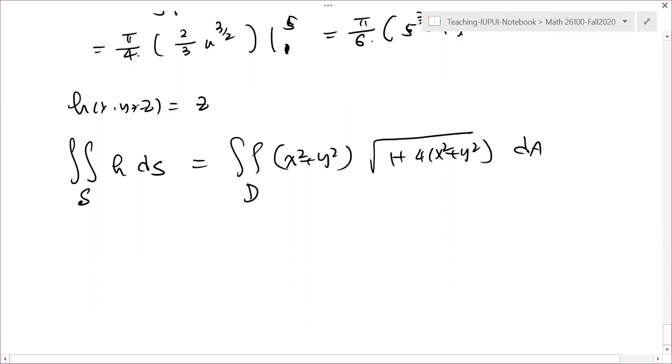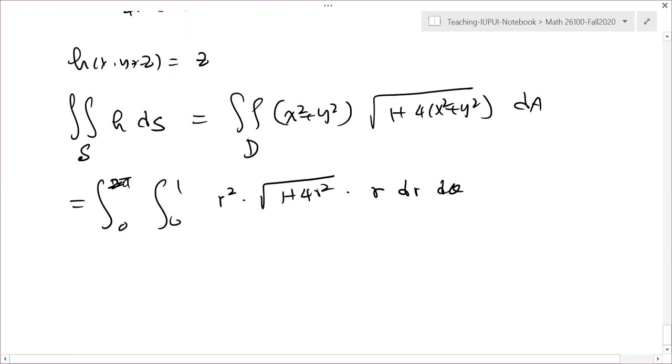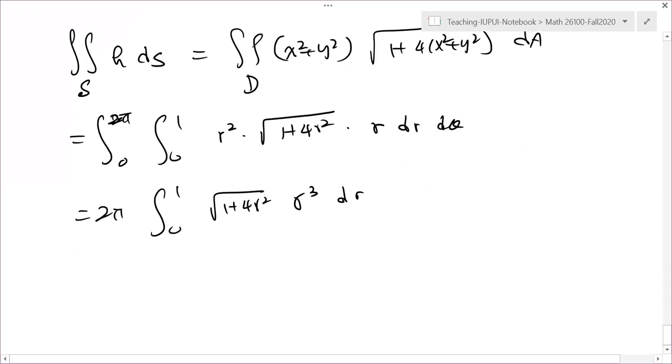So use polar coordinates again. It's from 0 to 2 pi, from 0 to 1. x squared plus y squared is r squared, square root of 1 plus 4r squared. You have another r here, dr d theta, okay? You can interchange these two integrals, so it doesn't matter. Then you can take a 2 pi out. Now, are we able to evaluate this integral? The answer is yes. We still use the same substitution, u equals 1 plus 4r squared, so du equals 8r dr. And what is r squared? r squared is going to be u minus 1 over 4, right?